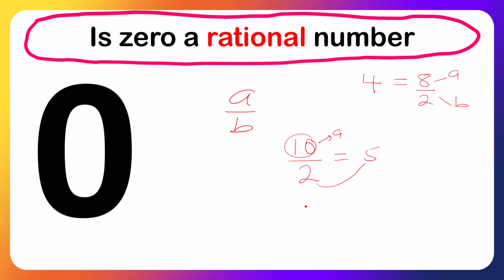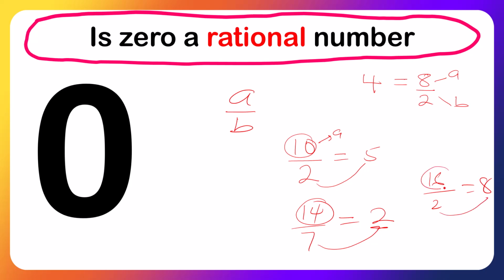Now let me take 14 and 7. 14 on 7 is 2. 2 is a rational number. 7 times 2 is 14. 16 on 2 is 8. 8 is a rational number and 2 times 8 is 16.